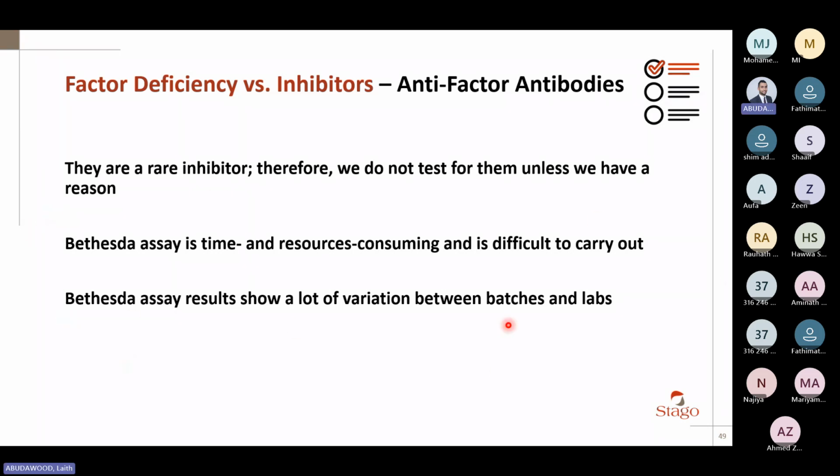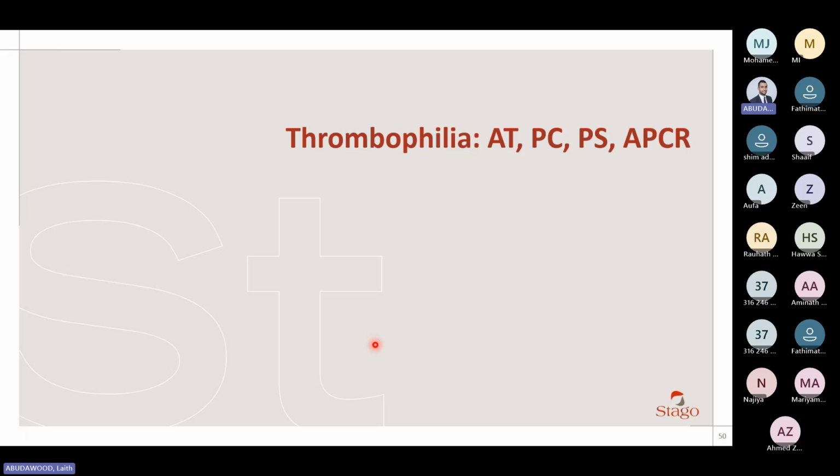The last important point about the Bethesda assay is that it's not very standardized. The results can be quite inconsistent from run to run within the same lab, so you can expect the results between labs to be quite inconsistent. This is one of the main problems with the Bethesda assay, apart from the cost and the complexity. Unfortunately, that's the only solution we have right now.